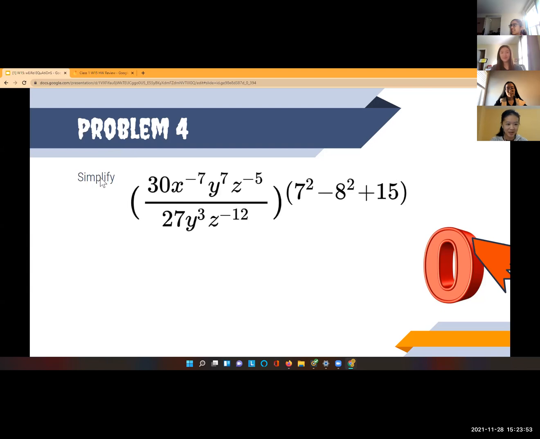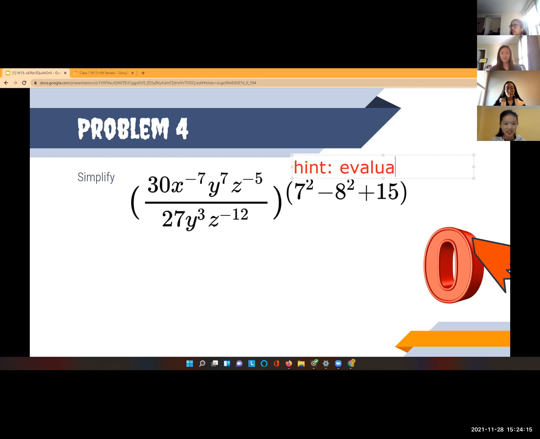And this is another one. Simplify 30x to the -7, y to the 7, z to the -5 divided by 27y cubed, z to the -12, raised to the power of 7 squared minus 8 squared plus 15. Again, this is a gigantic exponential expression that you need to simplify.